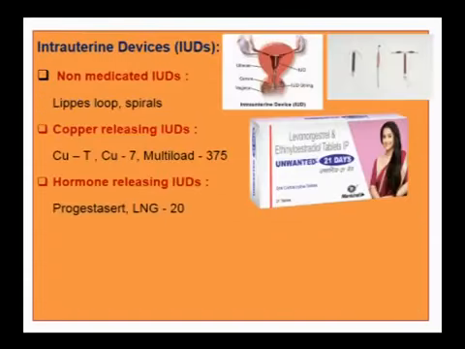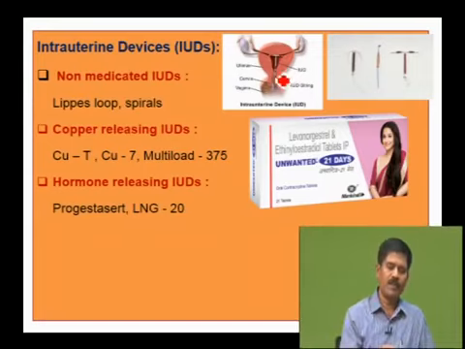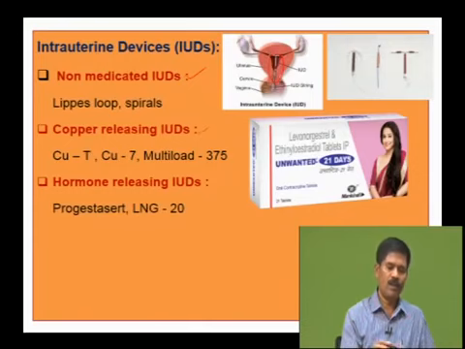Intrauterine devices. Intrauterine devices are the plastic or metallic objects which are inserted into the uterus by expert gynecologists. These devices remain in the same place for many years till the female desires to postpone pregnancy. There are three different types of intrauterine devices, namely non-medicated IUDs, copper releasing IUDs, and hormone releasing IUDs.